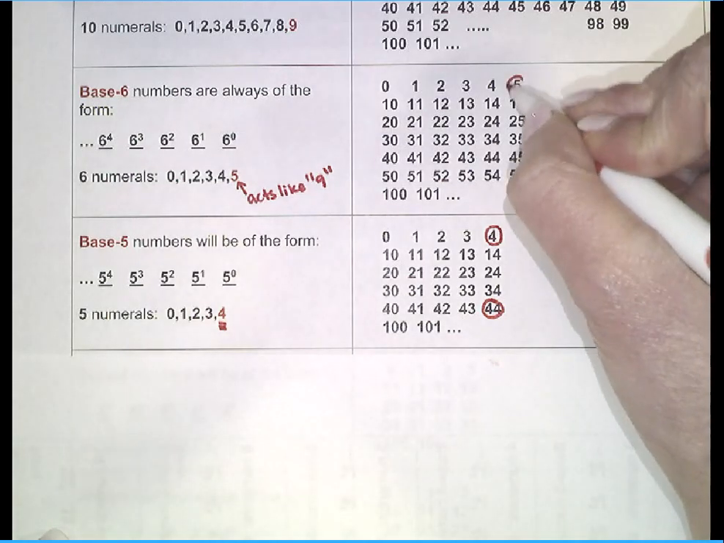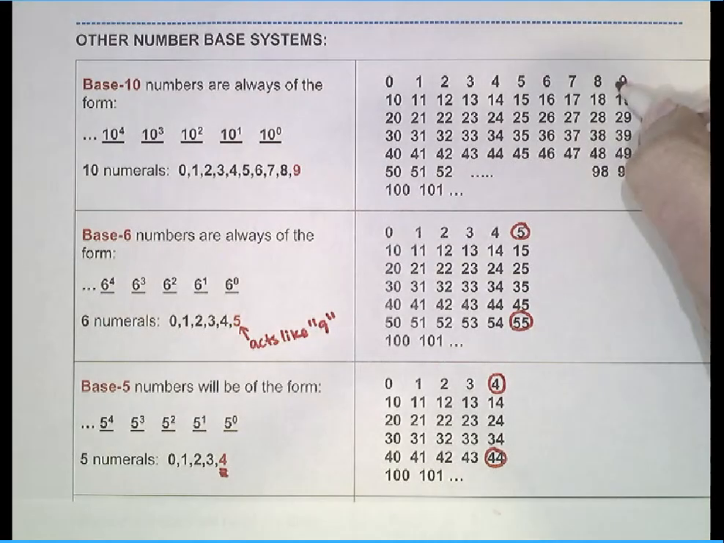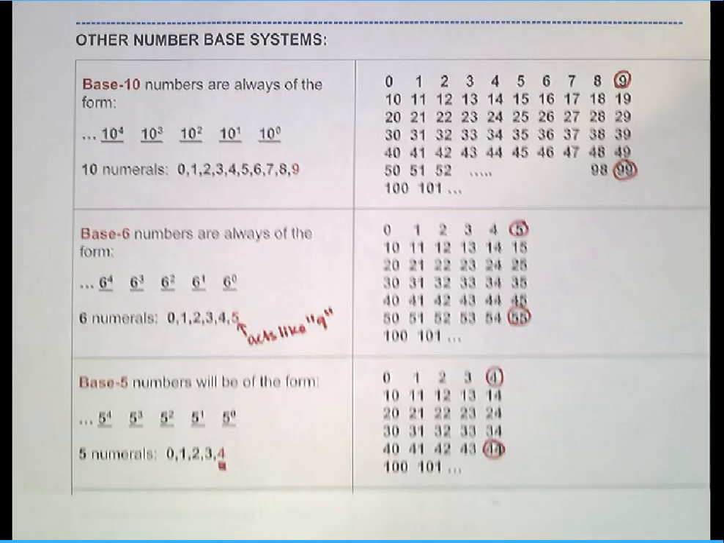Maybe I should have circled these over here also. Let me go back and add circles here. That's when you're rolling to more digits. Okay.